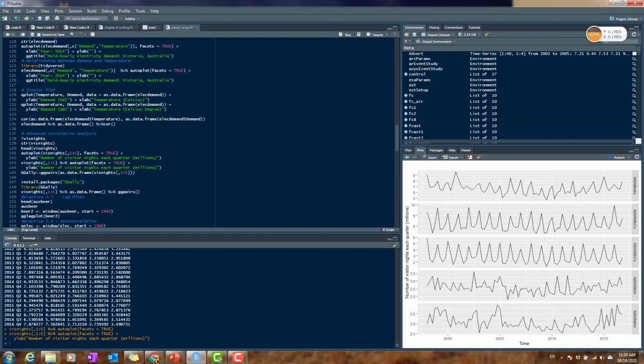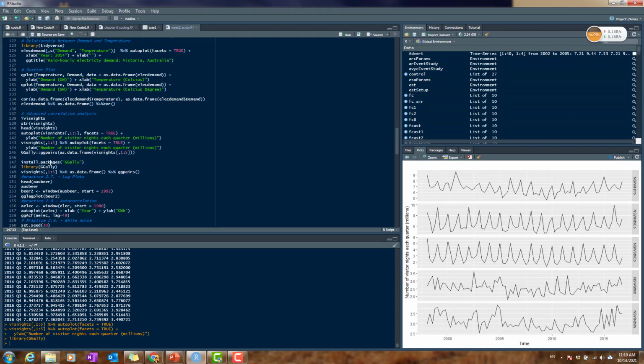Let's do it with the library GGally. You can do it at the same time. First install the package. This will be the syntax to install a new package or new library. I already called it out, so I just have to go on. I want to see it like visitor nights, and I told you already, from column 1 to 5, and now I want to apply as.data.frame.